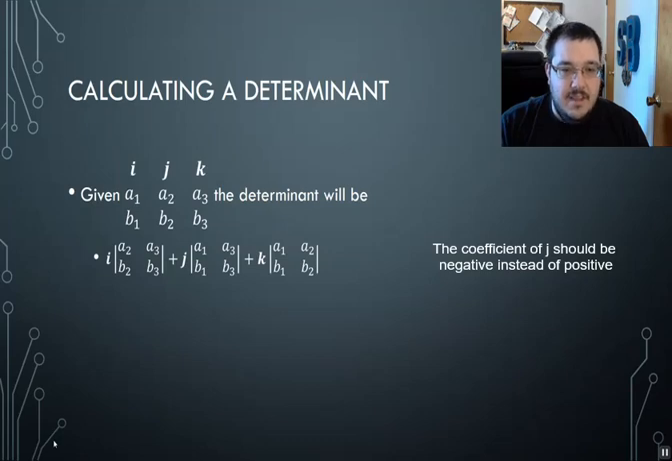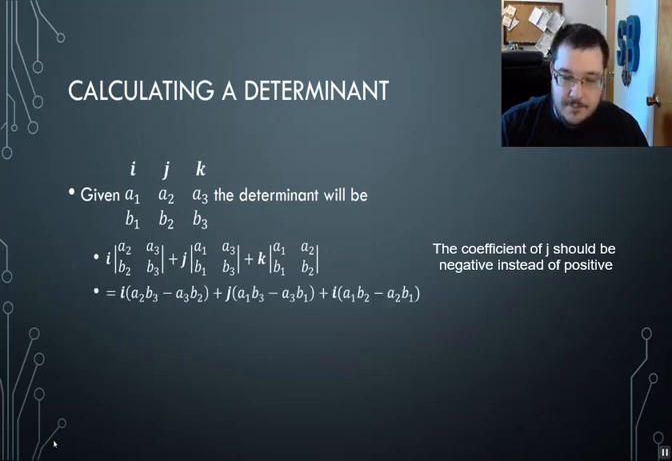Now, there's a slight issue here. I accidentally put a plus instead of a minus on the j. I'll make sure to edit that. And finally, you're going to want to have the determinant of the smaller values, which those you just do the diagonals. The proper diagonal is positive, the backwards diagonal is negative, and you just multiply those values together, and that is your determinant. So hopefully this helped, and I'm going to see you in class.